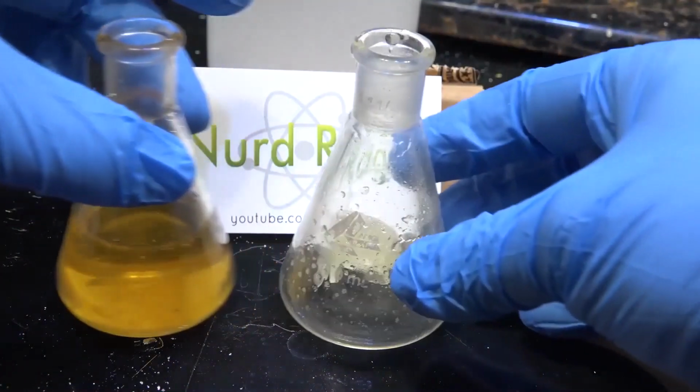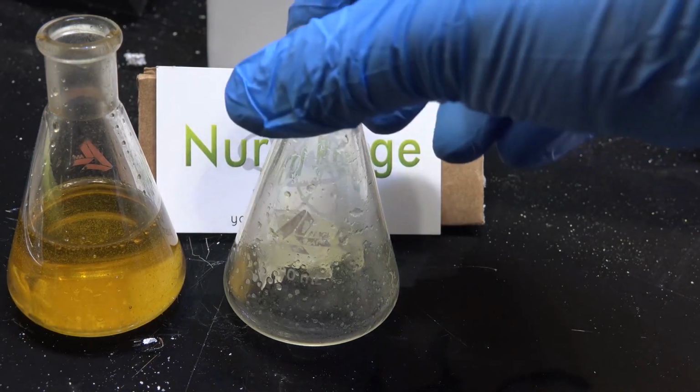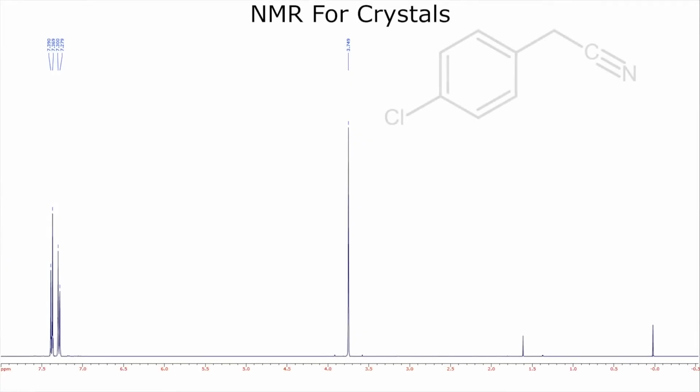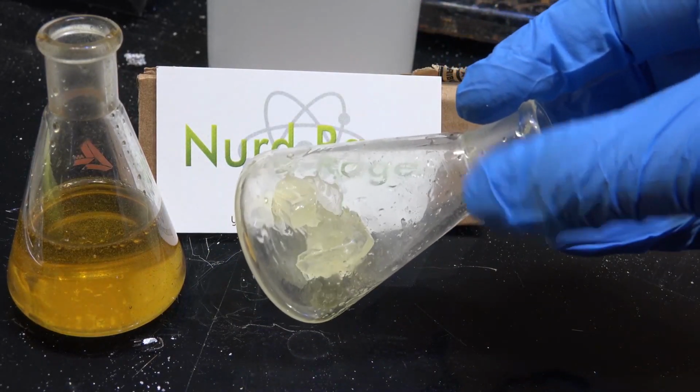This should be exceptionally pure p-chlorophenyl acetonitrile. The yield is very low though, about 6 grams or 12%. And this beautifully clean spectrum proves we do have our target p-chlorophenyl acetonitrile. So we have successfully made high purity p-chlorophenyl acetonitrile.